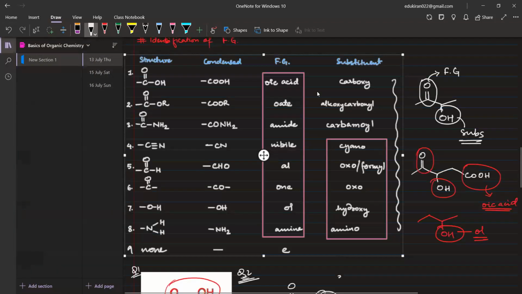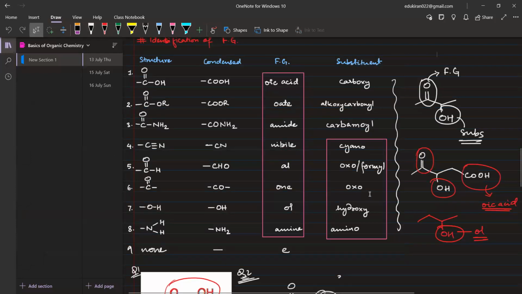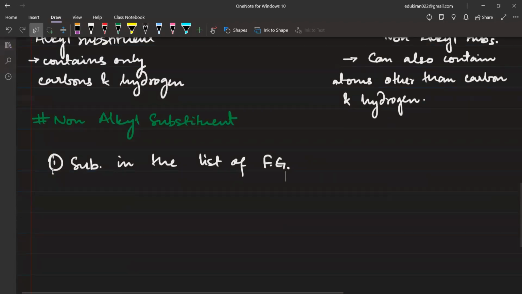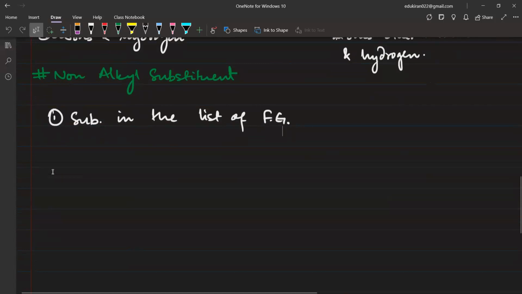Now, what are these substituents? We have done this in the first class itself, right? If you have, for example, OH acting as a substituent, then you will write hydroxy. If you have NH2 acting as a substituent, then you will write amino. If you have ketone, that is the one group, acting as a substituent, then you will write oxo. Similarly for aldehyde, nitrile, amide, and then ester and everything. So that is one thing: substituent in the list of functional group. We have already written that, so we are not going to repeat it.